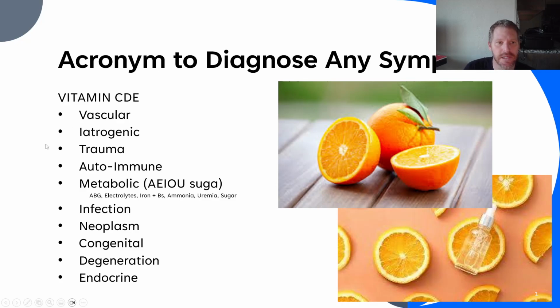So what this actually stands for is vascular, iatrogenic, which is essentially medications or pills or street drugs, trauma, autoimmune, metabolic, and the acronym I use to remember metabolic effects is AEIOU sugar. And for this, the A stands for ABG. So you're thinking CO2, you're thinking oxygen, respiration, that kind of exchange. It would include even cellular respiration, which is lactate and things like that you look for in sick patients.